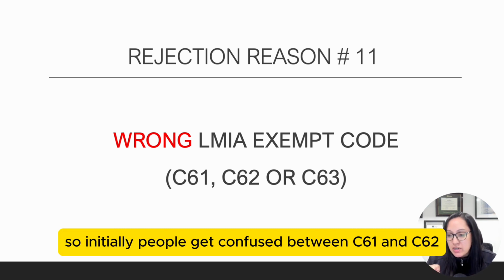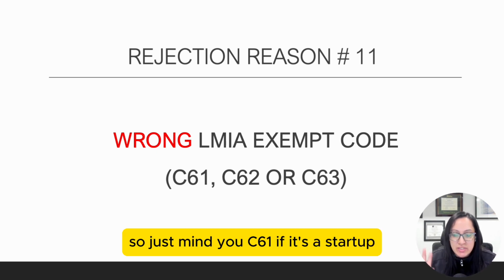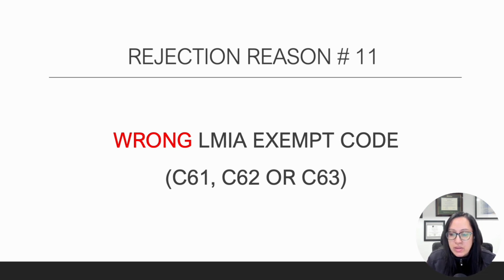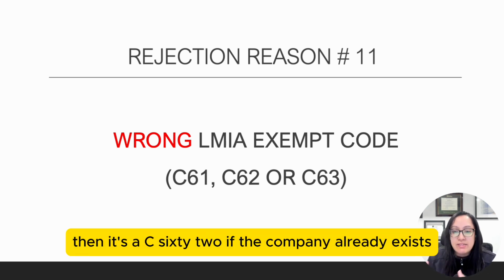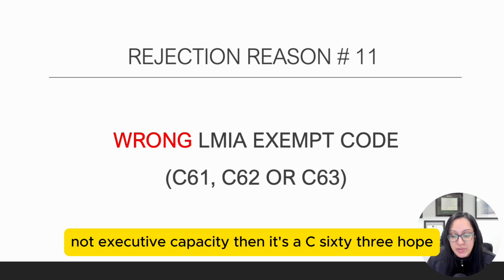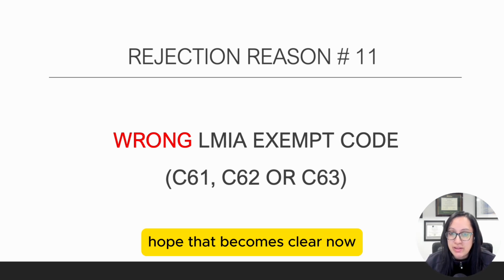So initially people get confused between C61 and C62. Just mind you, if it's a startup, definitely C61. If the company already exists and you're bringing an executive here, then it's a C62. If the company already exists and you're bringing a specialized knowledge worker, not executive capacity, then it's a C63. Hope that becomes clear now.